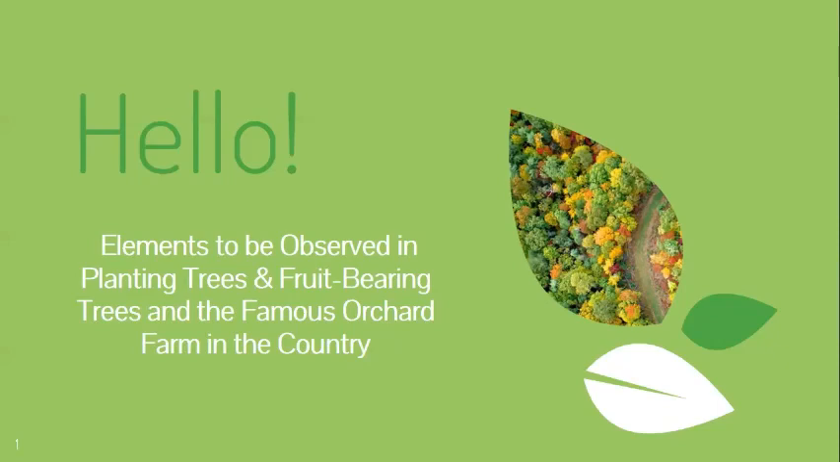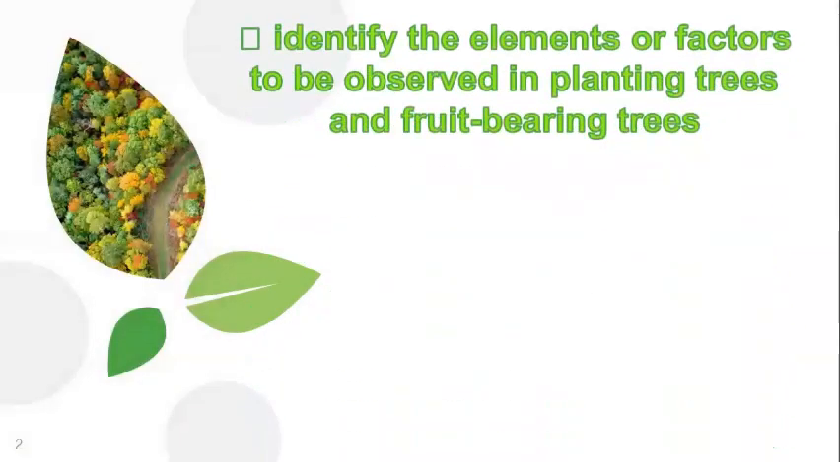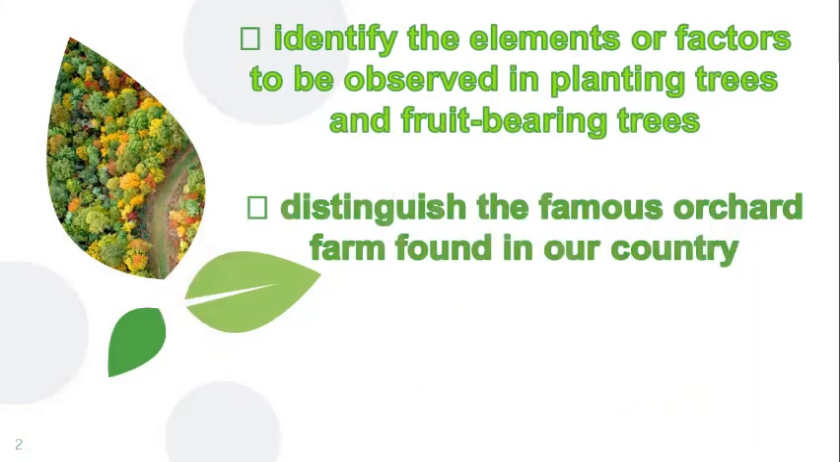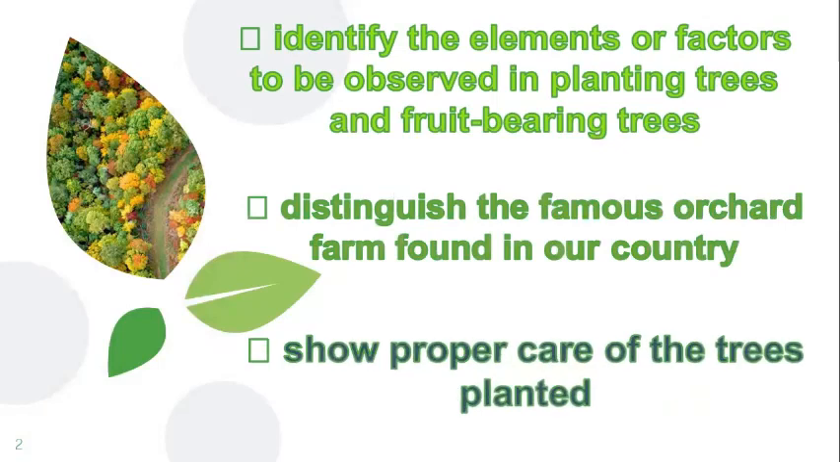After going through this lesson, you are expected to learn the elements to be observed in planting trees, fruit bearing trees, and famous orchard farm in the country. Kids, you are expected to identify the elements or factors to be observed in planting trees and fruit bearing trees. Distinguish the famous orchard farm found in our country and show proper care of these trees planted.